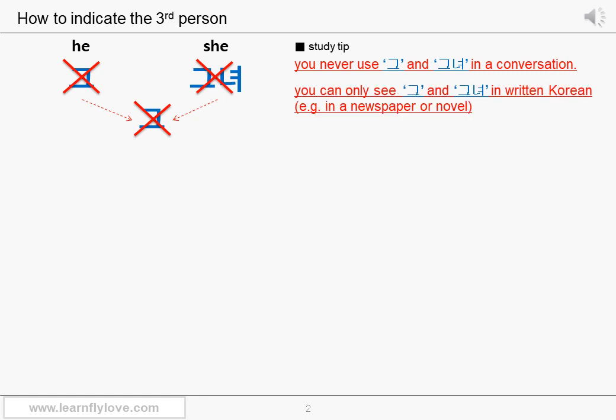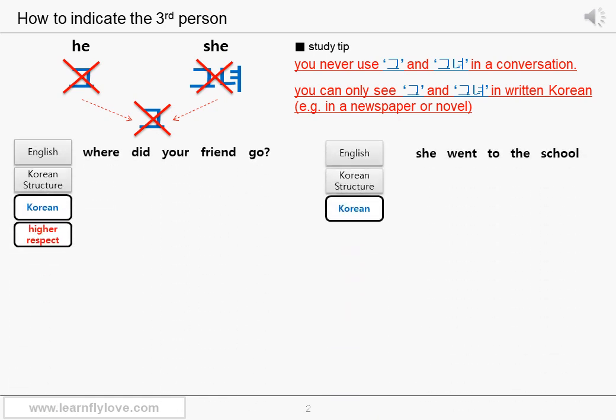You can see 그 and 그녀 in written Korean though, for example, in a newspaper or novel. Since we focus more on conversational Korean, you never really use 그 and 그녀 when you actually speak. Then, how do we indicate the third person in a conversation? Please take a look at these sentences. Where did your friend go? She went to school. Let's say this is a conversation between you and another person.